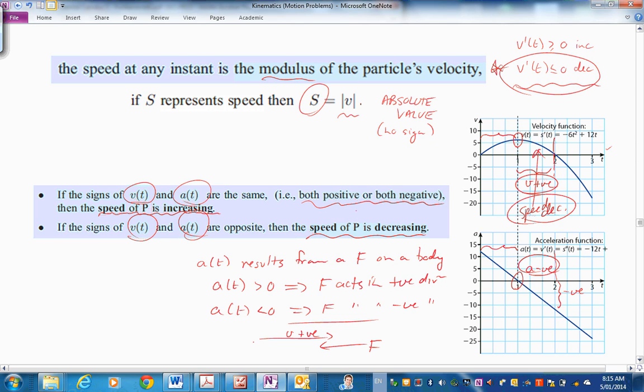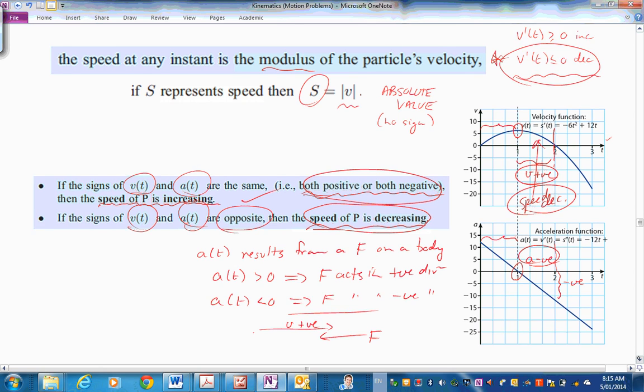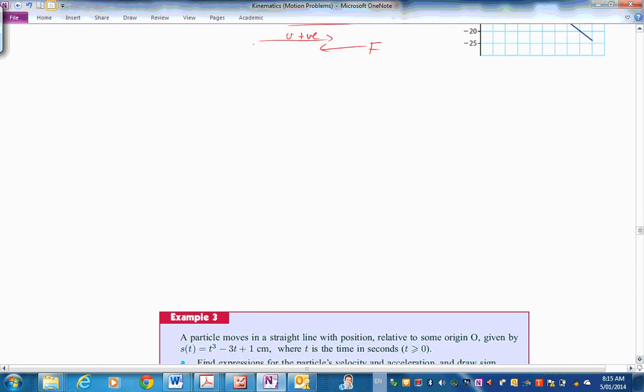If the signs are the same, the body is speeding up because the force is in the same direction as the current motion, but if they're opposite, then the force is opposing the motion and it's going to slow the body down. Alright, so that can seem quite complicated. Try and get your head around the idea of what's happening there. We're going to do it in much simpler terms right now. So let's have a look at some simple ways of handling this sort of stuff.